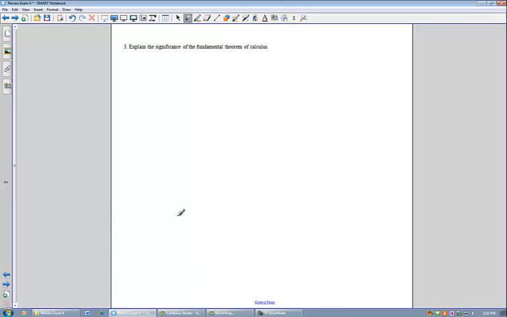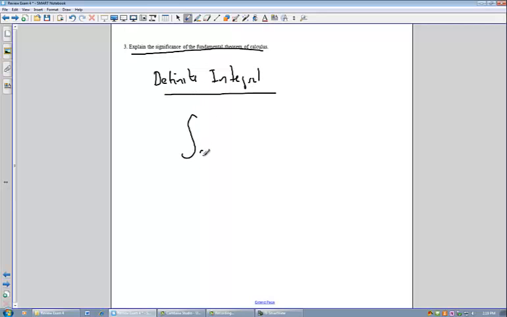And so on this one, we want to explain the significance of the fundamental theorem of calculus. All right, so this one's a little bit difficult. It's sort of open-ended. This is more, sort of set you up for some true or false maybe questions. But the idea is this: you have what's called a definite integral. And the definite integral looks something like this. These are the symbols we use, the integral from a to b of f of x dx.